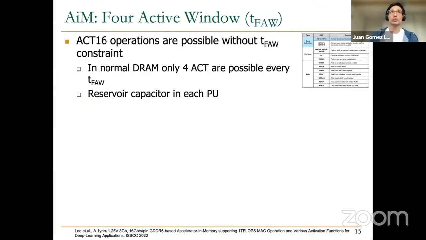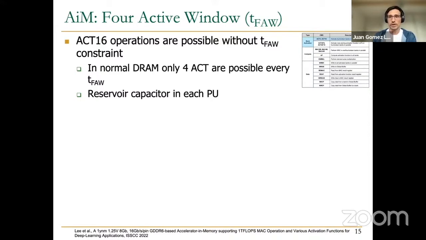In order to be able to perform these activations of up to 16 banks at the same time, it's important to get rid of one of the common constraints that we have in DRAM operation. This is called the four-activate window. Essentially, this four-activate window imposes a constraint that means it's not possible to issue more than 4 activate commands in less than this tFAW time.